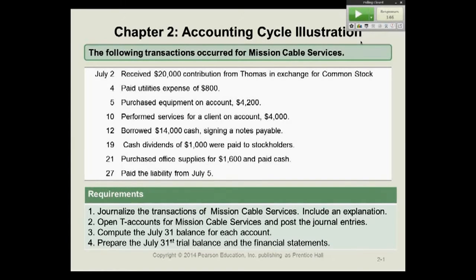So what I'm doing is I'm building up the T accounts, then I'm going to do the trial balance, and then the financial statements. And that, by the way, is the accounting cycle summary. I want you to understand the entire cycle up to this point. Any other questions? All right, let's go to the next one.